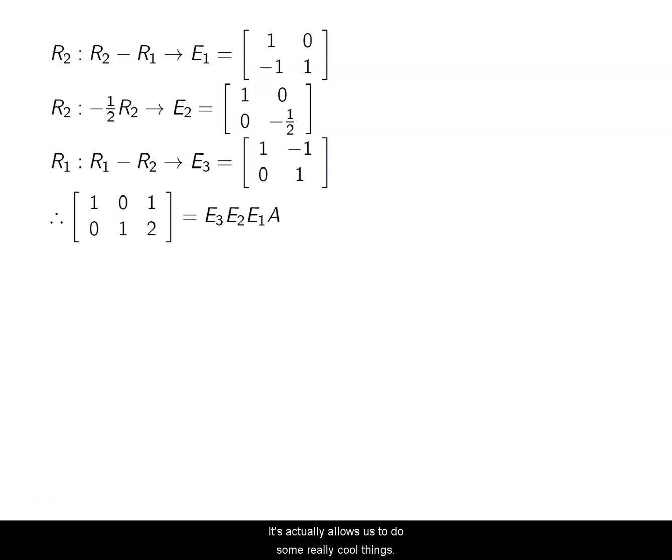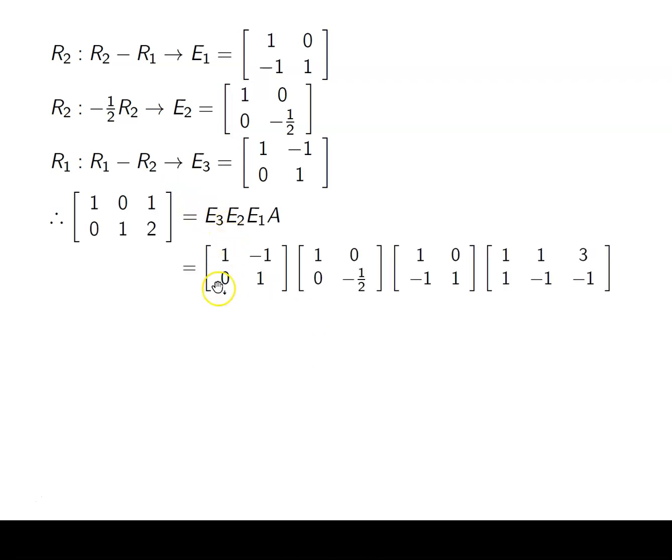This actually allows us to do some really cool things. So E3 was this one, E2 was this one, E1 was this one, and this was my regular A. If I multiply these out, I will get the reduced row echelon form of my original matrix A. Now we're going to do some really cool things with these in the upcoming chapters. We're going to do some decompositions, which is basically we're going to take our matrix and factor it into several products, which is a very important thing in this class. So again, you need to really be on top of doing your Gaussian elimination in the correct order. Stop doing stuff all willy-nilly, right?